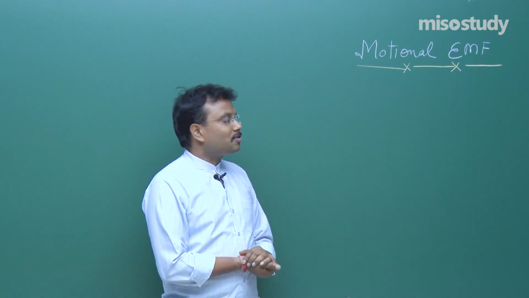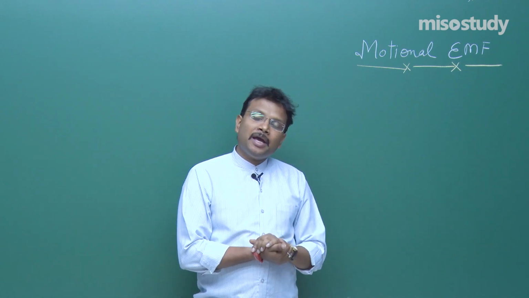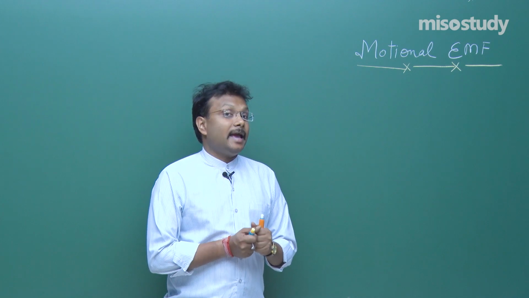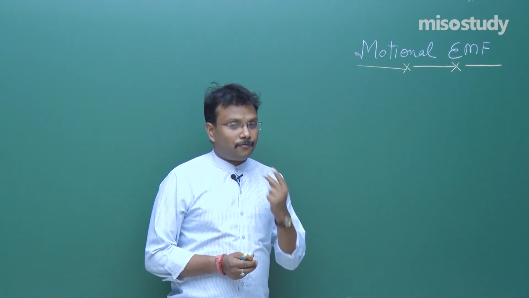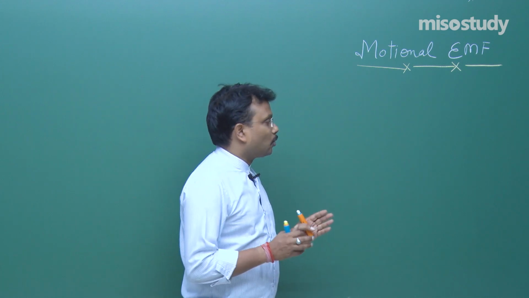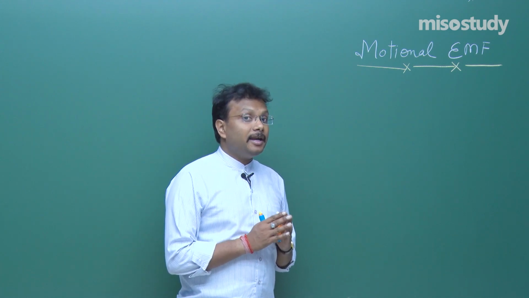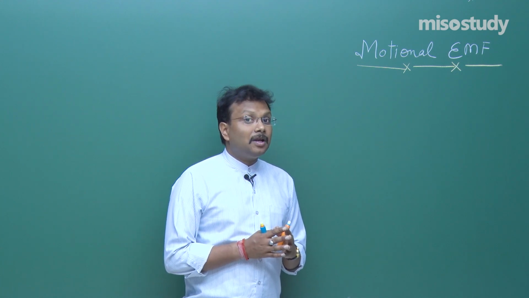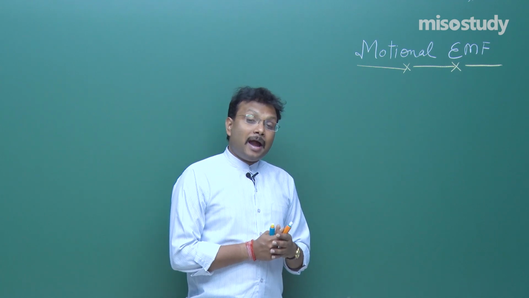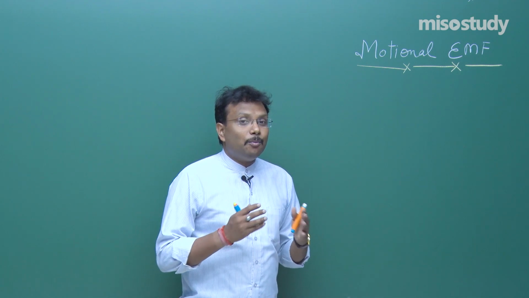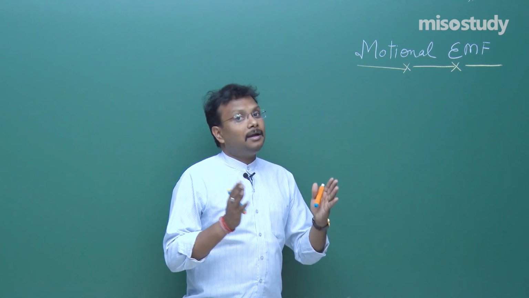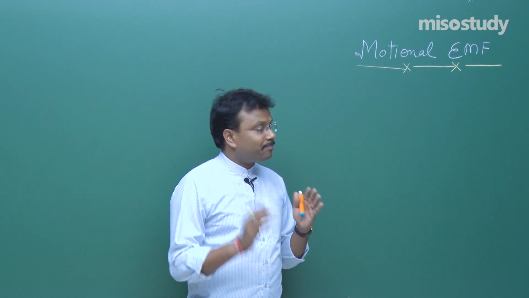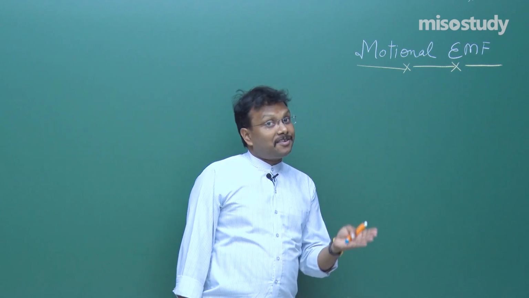Now what exactly is this Motional EMF? If you try to recall, during the discussion of induced EMF, I explained two Faraday's laws. One was, if the intensity of the magnetic field is changing, then induced EMF will come into the picture in the coil. And second was, if there is a relative motion between coil and magnet or the source of the magnetic field, then induced EMF will come into the picture. So this motional EMF is associated with that second assumption.